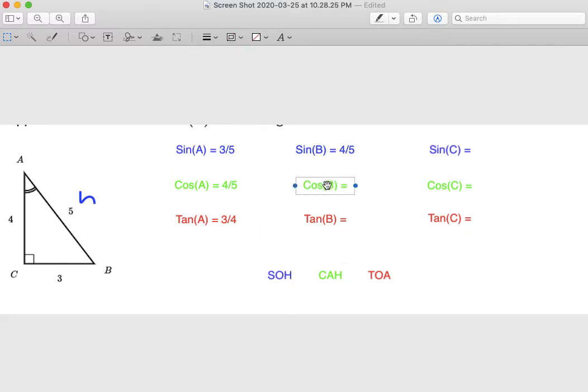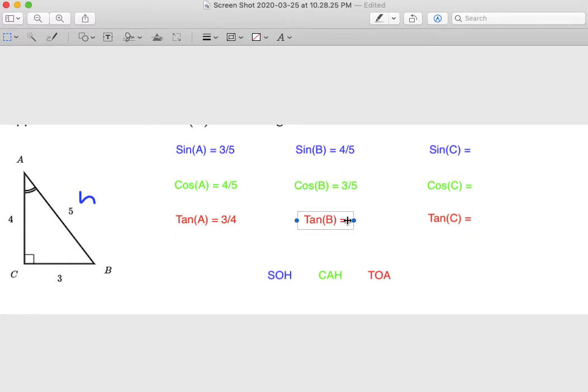Now the cosine of angle B is going to be adjacent over hypotenuse. Well, adjacent is going to be different than what adjacent was originally. The hypotenuse is still going to be 5, but what's adjacent to angle B? Well, what's right next door? Either 5 or 3. Well, 5 is the hypotenuse, so that can't be adjacent, so it's got to be the 3. And we know that 4 is opposite. So it's 3 divided by 5 as my cosine.